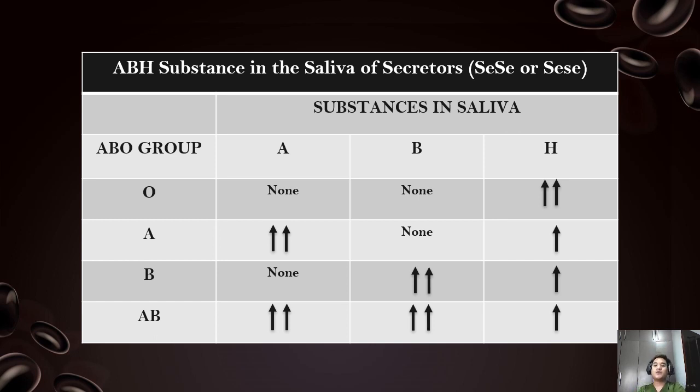Moving on to your group A. Just like in the red blood cells, it contains only A antigen, which shows the same presence of A substance in the saliva and also does not contain B substance. The same goes for your group B, which shows presence of only B antigen in the RBCs and B substance in the saliva. For group AB, both of the antigens are obviously present in the red blood cells. Therefore, both of the substances, particularly your A and B substance, are also present in the saliva.